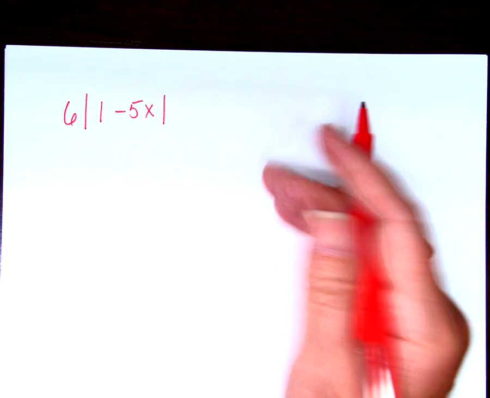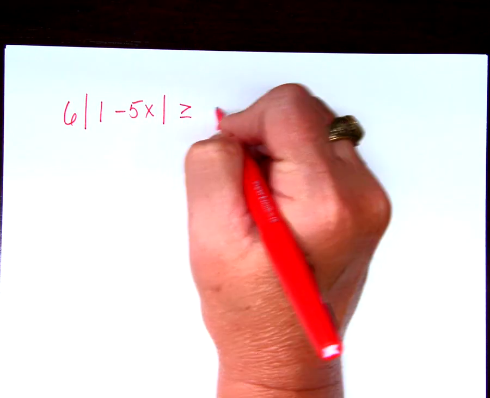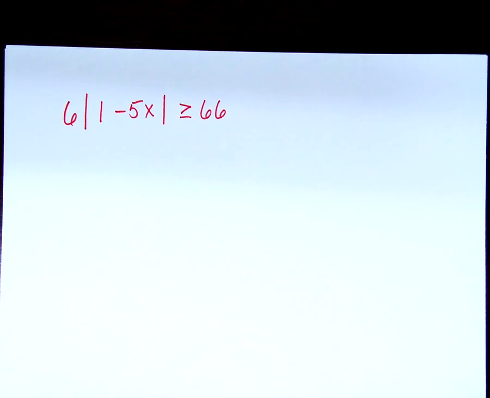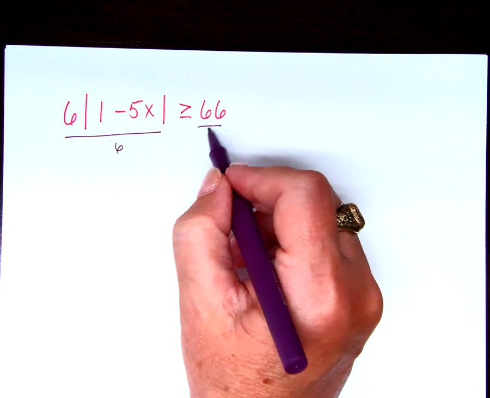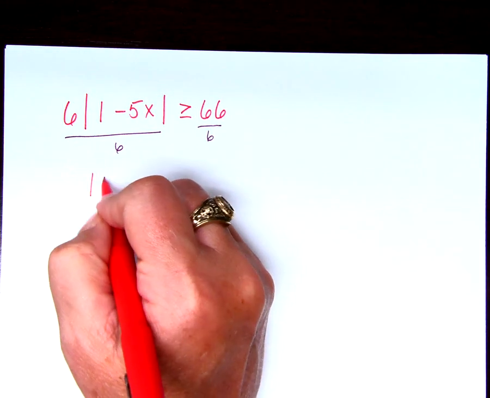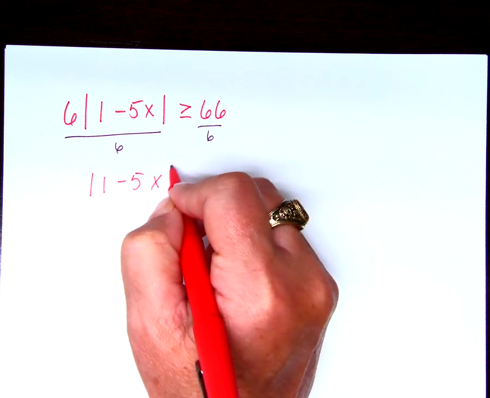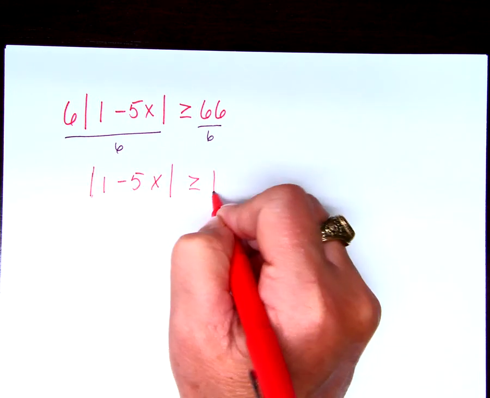6 times the absolute value of 1 minus 5x is greater than or equal to 66. Step 1, don't panic. Step 2, isolate the absolute value. How are we going to isolate the absolute value? Divide both sides by 6. Very good. The absolute value of 1 minus 5x is greater than or equal to 11.